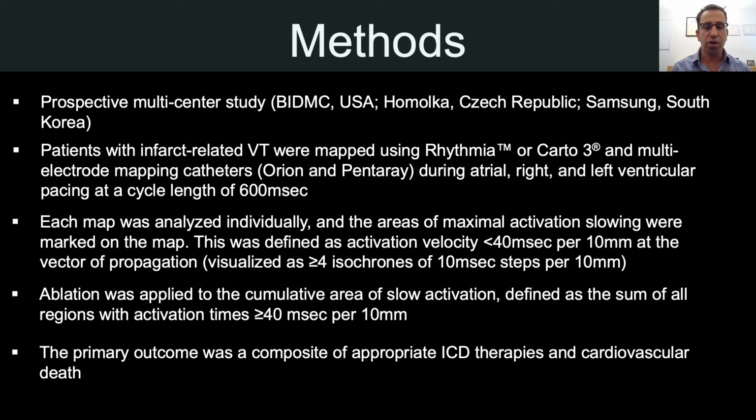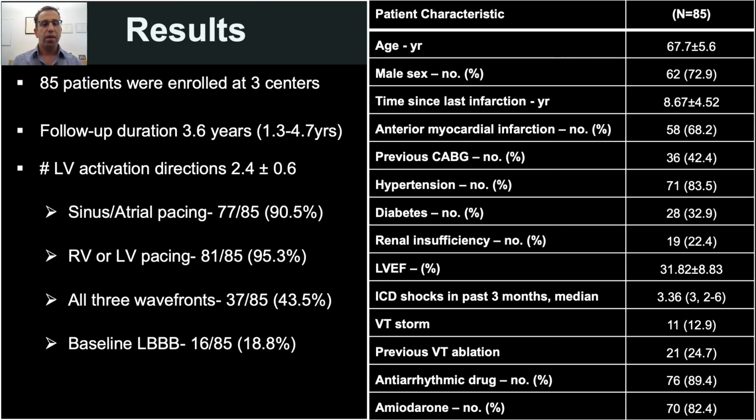Ablation was applied to the cumulative area of slow activation, defined as the sum of all regions with activation times greater than 40 milliseconds per 10 mm. The primary outcome was the composite of appropriate ICD therapies and cardiovascular death. 85 patients were enrolled in 3 centers. The follow-up duration was relatively long, with a median of 3.6 years. The LV was mapped from a mean of 2.4 directions.